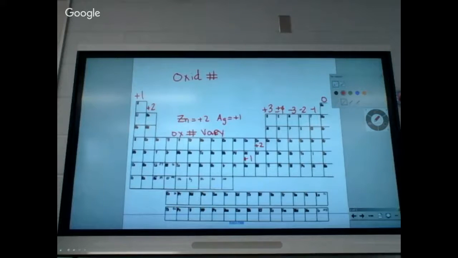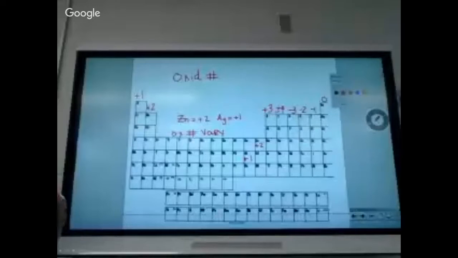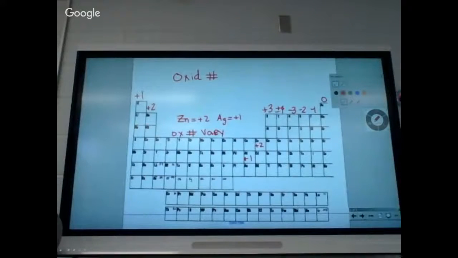The bottom are part of the transition elements. So what do you know about their oxidation numbers? They're going to vary. So I have to tell you as part of the formula, or I have to give it a Roman number. Okay? So for example, iron can be +2 or +3. I'd have to specify. But zinc is always going to be what? +2. Silver is always going to be +1. So those two you have to learn. Questions?